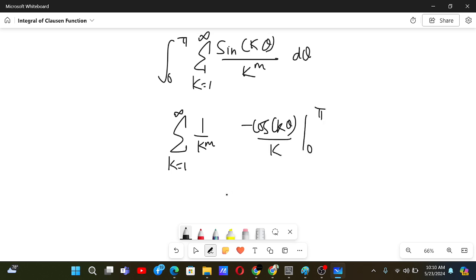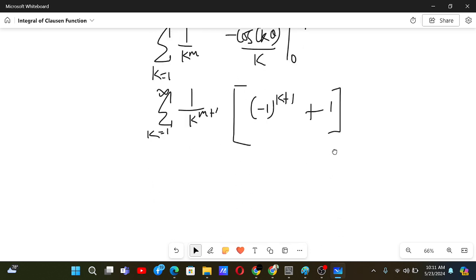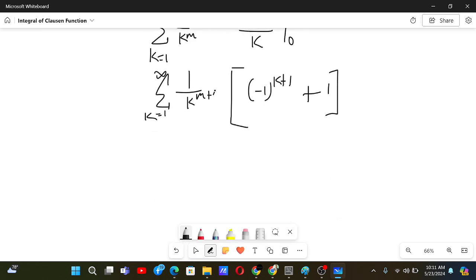Now this is the sum from k equals 1 to infinity of 1 by k to the power m plus 1. Now cos of 1 pi is negative, 2 pi is plus 1, 3 pi is minus 1, so it's minus 1 to the power k, but because there's a minus sign as well, it's minus 1 to the power k plus 1, and minus minus is plus, cos of 0 is 1.